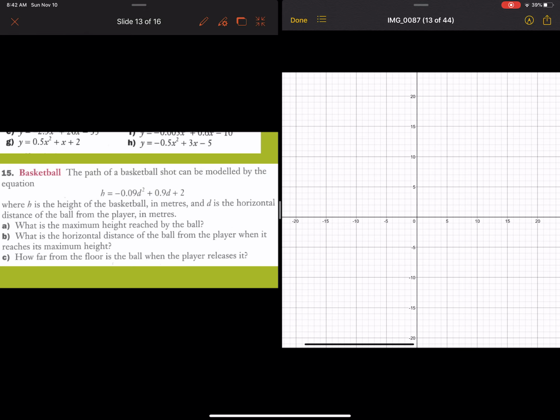Where h is the height of a basketball in meters, notice this negative 2. Remember, the first step is to factor it, so we know it's going to be some kind of parabola. The path of a basketball shot goes up, hits a max here, and then starts to fall. h is the height, that's our y value, in meters, and d is the horizontal distance. That's kind of like our x value.